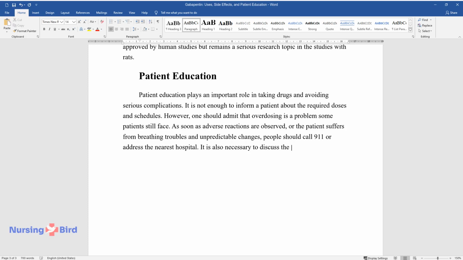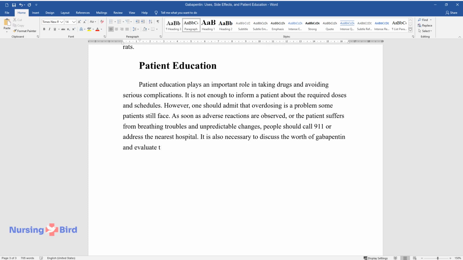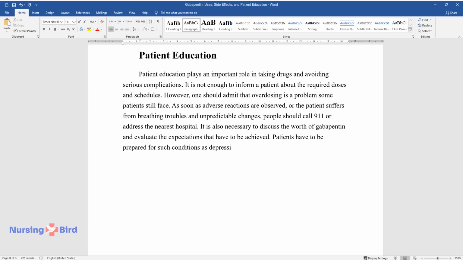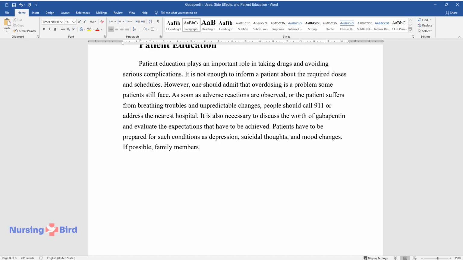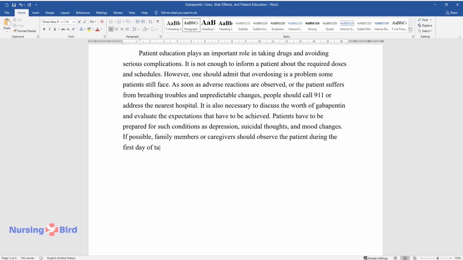It is also necessary to discuss the worth of gabapentin and evaluate the expectations that have to be achieved. Patients have to be prepared for such conditions as depression, suicidal thoughts, and mood changes. If possible, family members or caregivers should observe the patient during the first day of taking the drug.